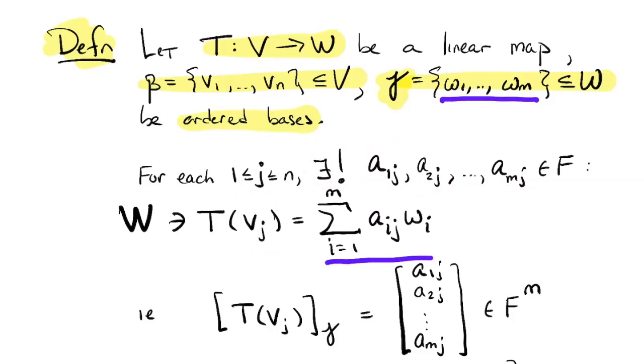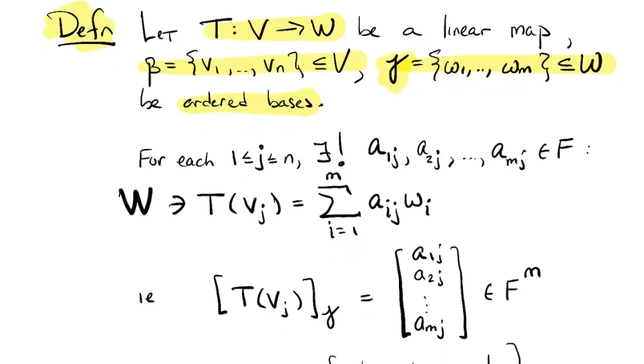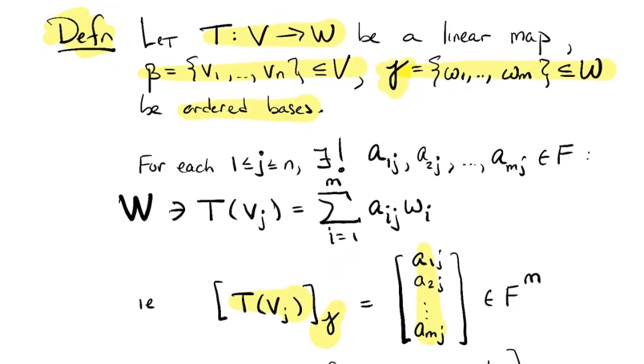That's all I'm writing here. The aij's are my scalars. They exist because the w's span. They're unique because the w's are linearly independent. Okay? So they are unique. So in that notation, all I'm saying with respect to the above is that the gamma coordinates of T of vj is this column vector, a1j, a2j, and so on. Okay? So I have one of those for every one of my n basis vectors.